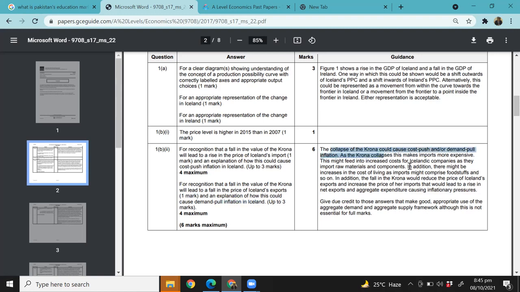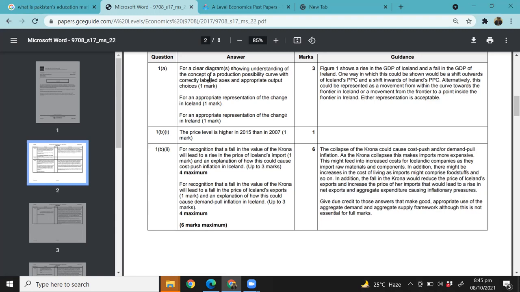The collapse of the corona could cause cost push inflation and demand pull inflation as the corona's collapse makes imports more expensive. This might feed into increased costs of Iceland companies as they import raw material components. In addition, there might be an increase in the cost of living as imports might raise foodstuff prices and so on. In addition, a fall in the corona would reduce the price of Iceland exports and increase the price of imports. That would lead to a rise in net exports, causing inflationary pressures.